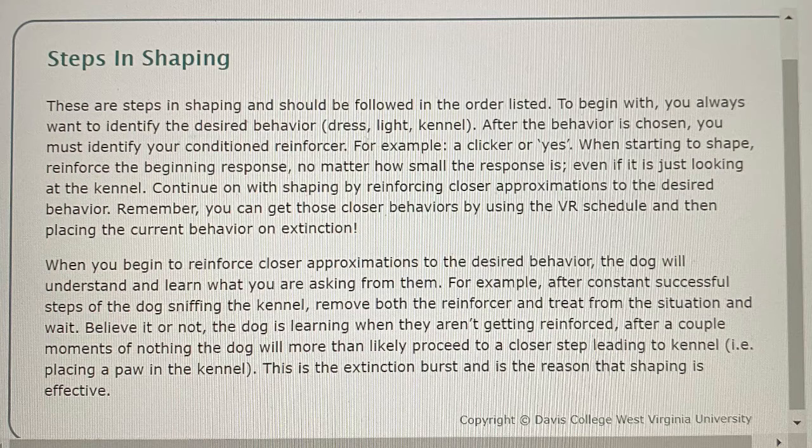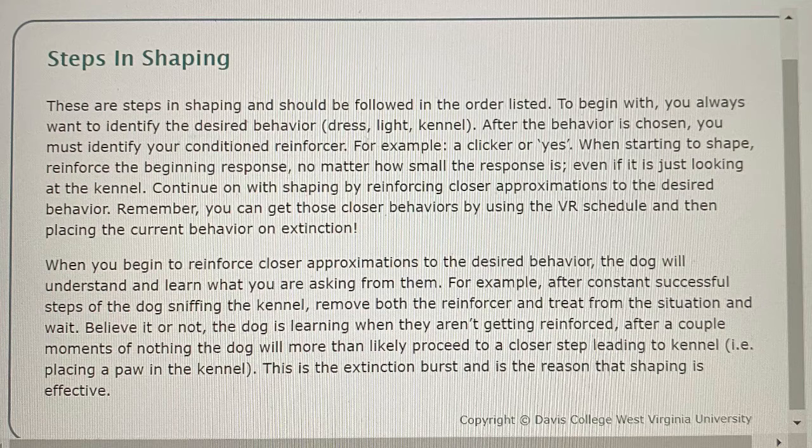Remember, you can get those closer behaviors by using the variable ratio schedule and then placing the current behavior on extinction. When you begin to reinforce closer approximations to the desired behavior, the dog will understand and learn what you are asking from them. For example, after constant successful steps of the dog sniffing the kennel, remove both the reinforcer and treat from the situation and wait.